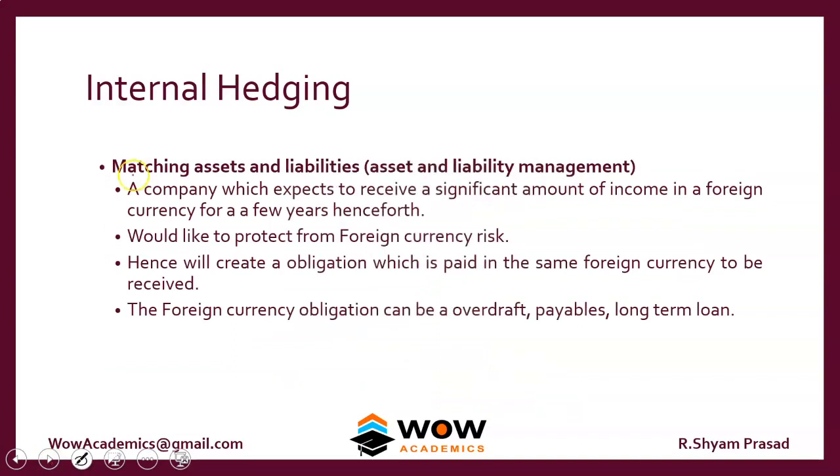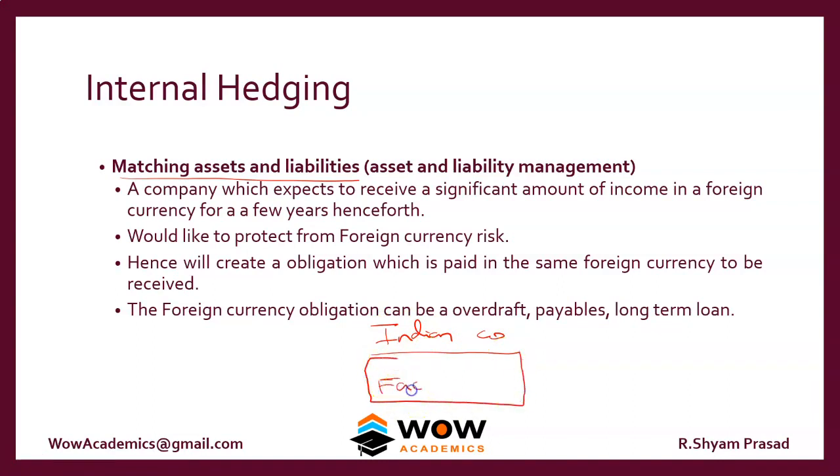So the next one is matching assets and liabilities. So we'll have an example. Assume that there's an Indian company. This Indian company wants to open a factory in the US. So they open a factory in the US. This factory is going to sell goods to US people, and US people are going to give the dollars, or income, to the factory in the US.